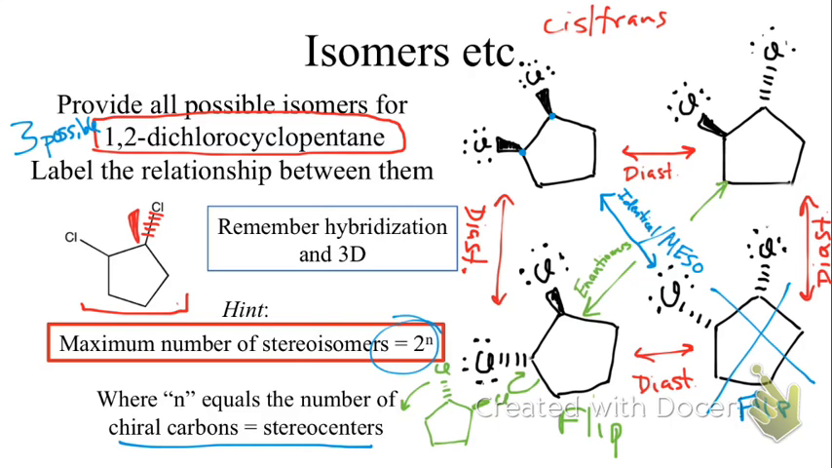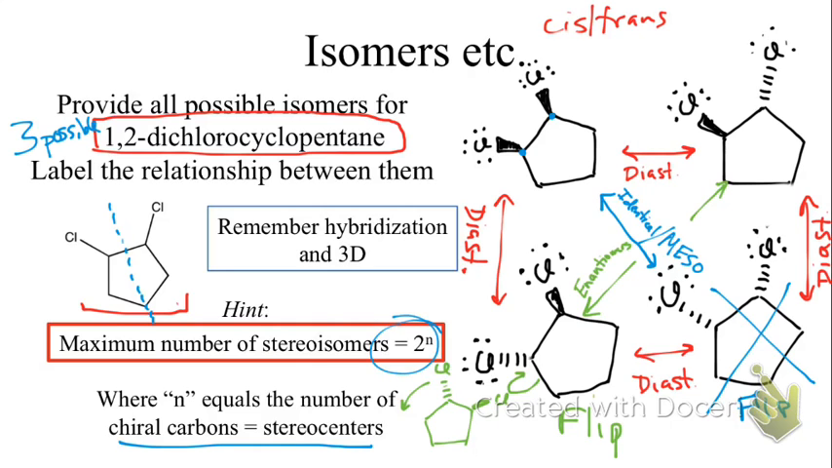So if we looked at the initial drawing, the one that actually looks nice, we could go through and say that, yeah, I do have an internal mirror plane, which means I have a meso compound. I have one less than the maximum number. If we had two mirror planes, we could then say we've got two less. So you can subtract one for every mirror plane that you identify.